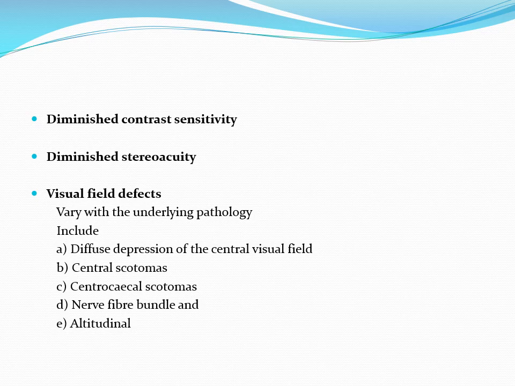These field defects may have diffuse depression as their pattern, or there may be central scotoma, centrocecal, that is center plus involvement of the optic blind spot, or they can be nerve fiber bundle defects, or they can be altitudinal field defects. These defects you will understand if you know the normal arrangement of the papillomacular fibers. So depending upon the affection of that part, the patients will present with these different types of scotomas.